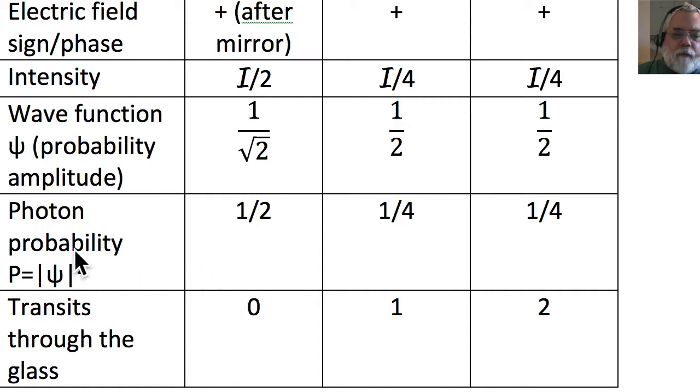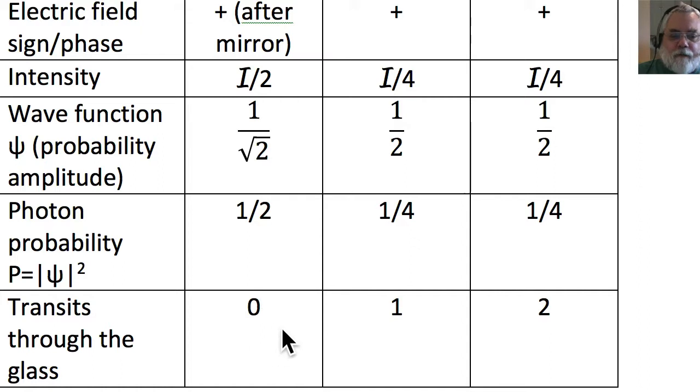Now the photon probability is magnitude of psi squared, and it was 1/2 in the bottom path. When we take 1/2 for the wave function heading toward D0 and square it, we get 1/4. When we take 1/2 as the wave function heading toward D1 and square it, we get 1/4. So the probability of detecting the photon splits equally on its way to detector D0 and D1.